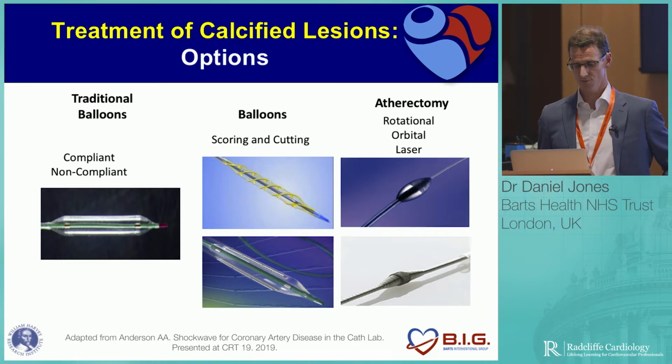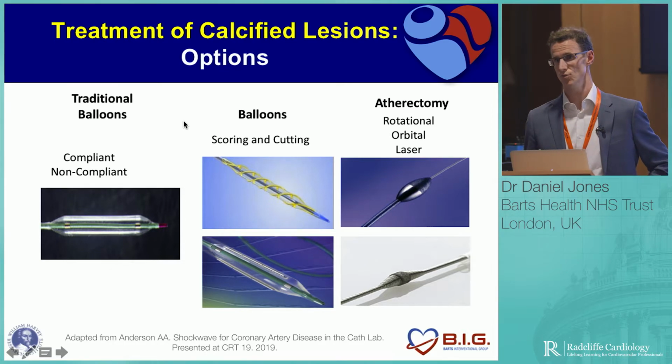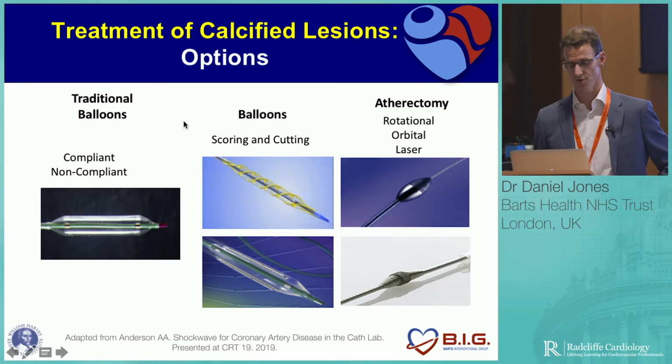The current treatments, and we may have seen this slide before, consist of balloons, so compliant and non-compliant balloons, scoring and cutting balloons. Scoring is typically the presence of a wire, such as a Scoreflex, around the outside of the balloon, and a cutting balloon has actual barbs on the external surface, so a Flextome, the one we would use locally. And then additional tools to modify plaque, so rotational atherectomy, which I've mentioned already.